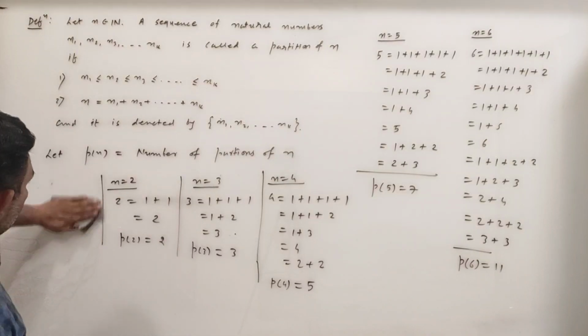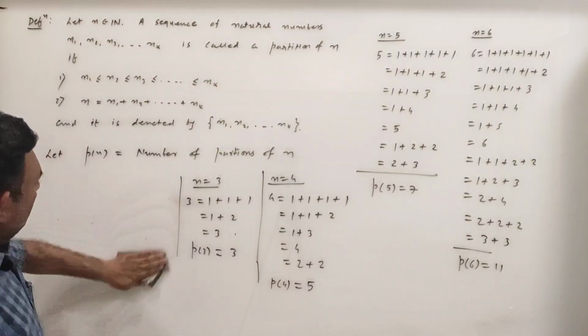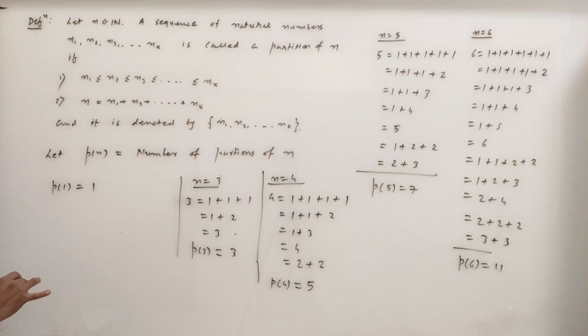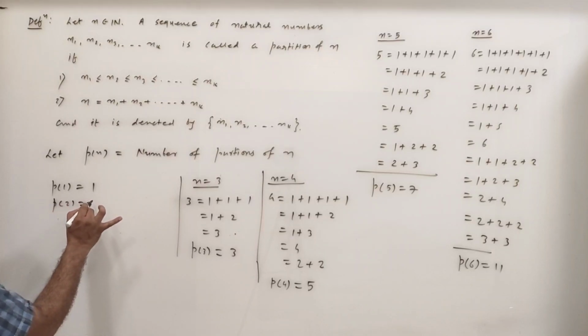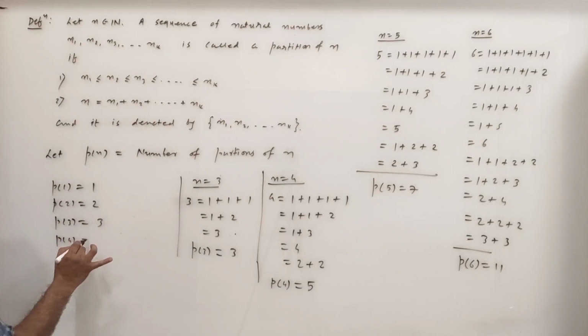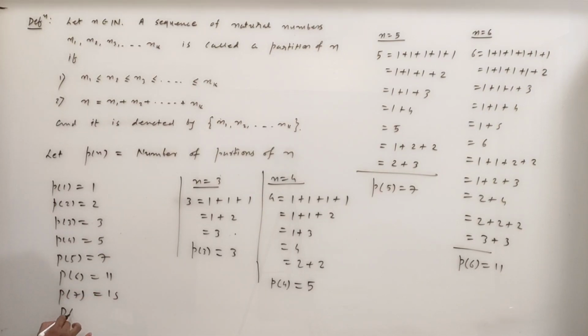So what I have, P1 is what? Total number of partitions of 1 is 1. P of 2 is 2. P of 3 is 3. P of 4 is 5. P of 5 will be 7. P of 6 will be 11. P of 7, if you find P of 7, then it will be 15. P of 8 will be 22, and so on.